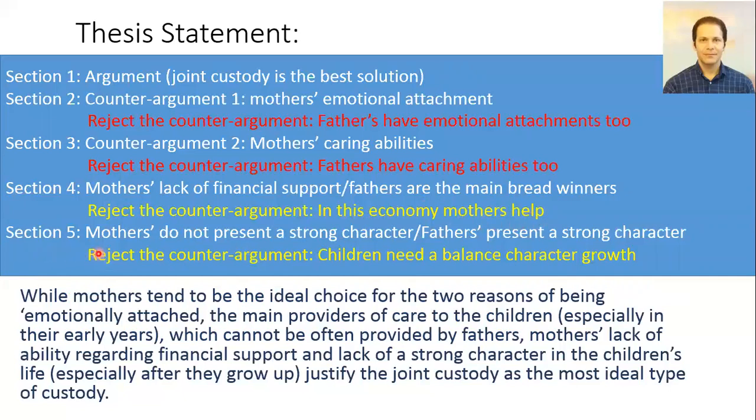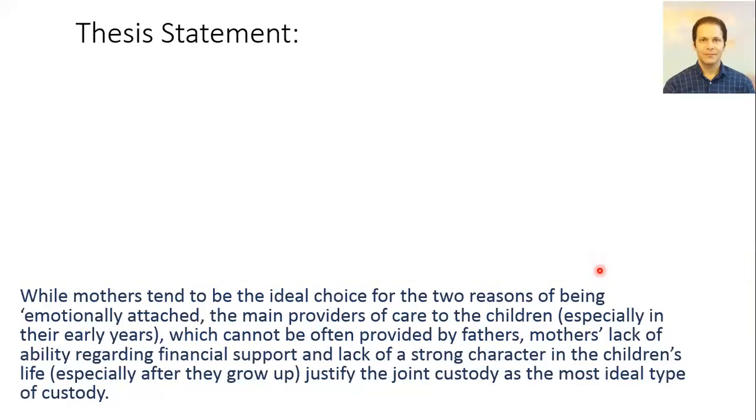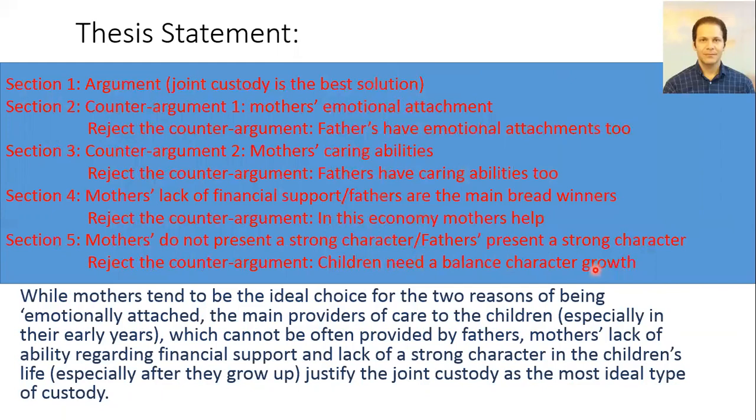And section 5, mothers do not present a strong character after children grow up. Again, I have to reject this. For example, I can say that children need a balanced character growth. Okay, so here we have got 5 sections based on this thesis statement. Let's see if these 5 sections match with the thesis statement.